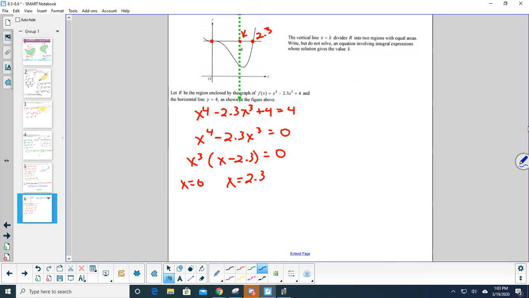So now I have to find out, it says write, but do not solve. So don't go any farther than you have to. An equation, so it has to have an equal sign in it, involving integral expressions whose solution gives a value of k. So basically what we're going to do is say from 0 to k is a set. And we're going to say 4 minus, and I'm just going to put f of x because they've told us what f of x is.